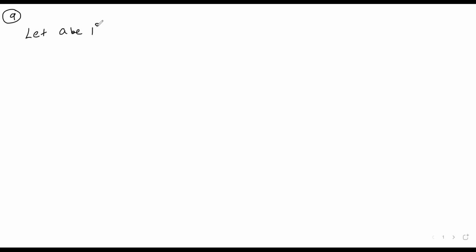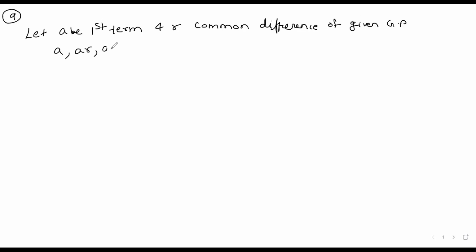A be first term and r common ratio of given GP. So the GP will be a, ar, ar square, and so on.